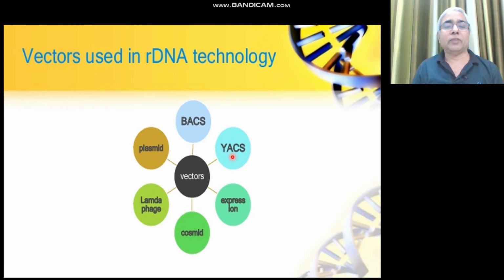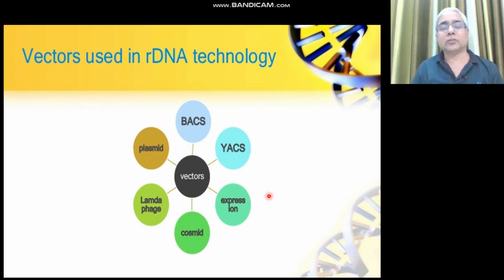Bacterial artificial chromosomes and yeast artificial chromosomes are used as vectors, and they can carry large genes that can be inserted in these molecules. Expression vectors are those vectors in which, when the gene of interest is inserted, the specific proteins can be produced by the genes which have been inserted in those molecules.